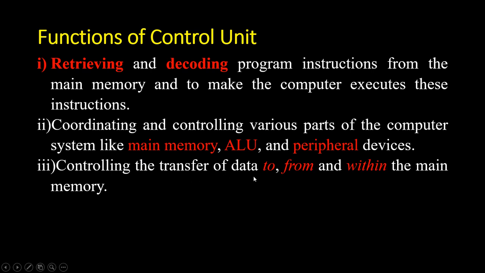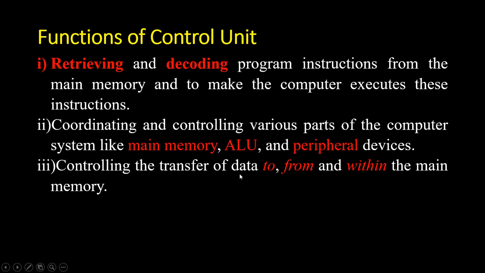Controlling the transfer, there is data movement within the CPU. Data moves from one device to another. Data will move either for processing, then it comes back as a result, then it will move. So all the movements of the data item have to be controlled, it has to be monitored. So we say controlling the transfer of data to. So data can move to. Data can also move from. That's why there is a comma.